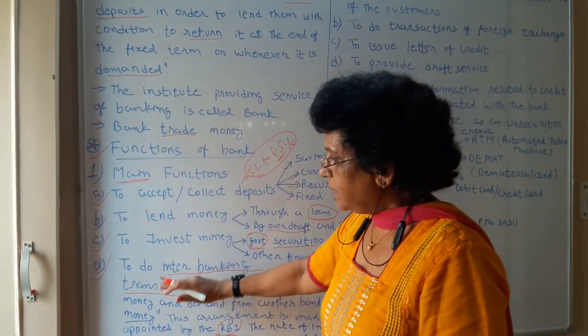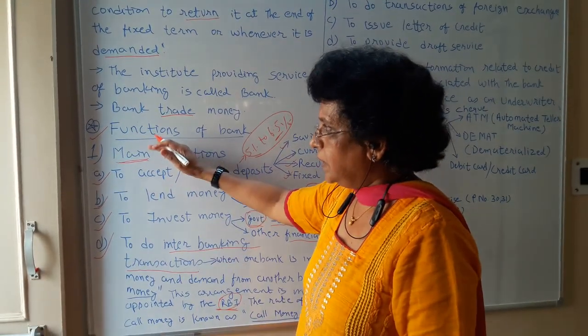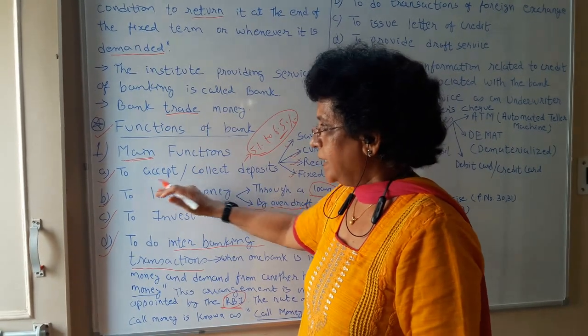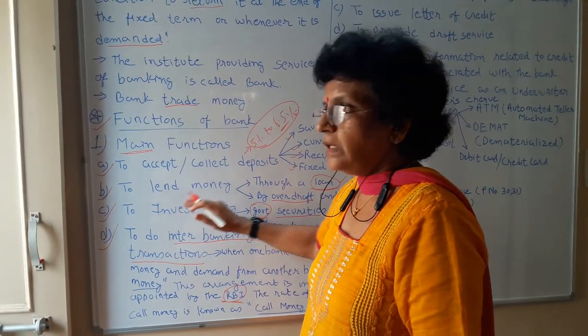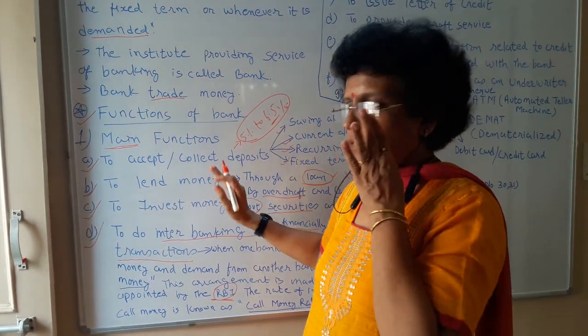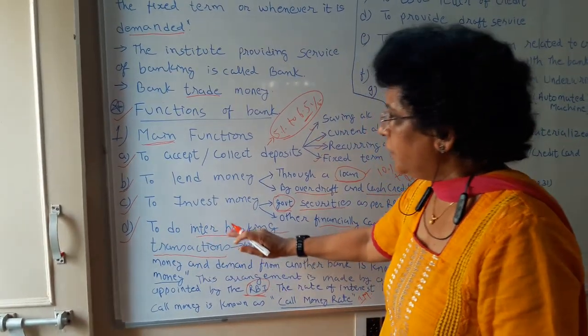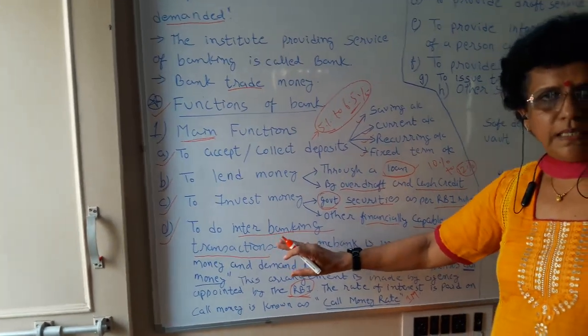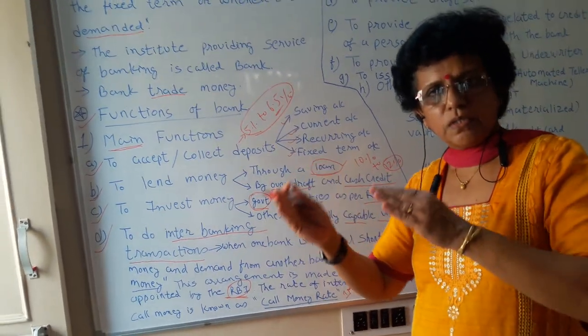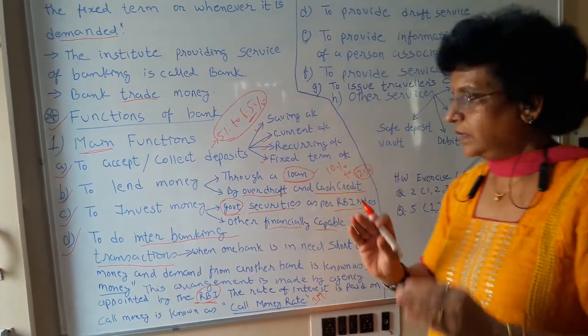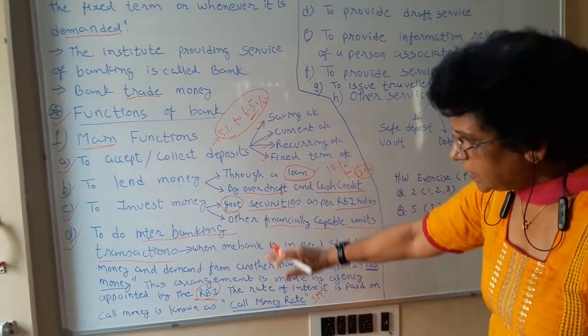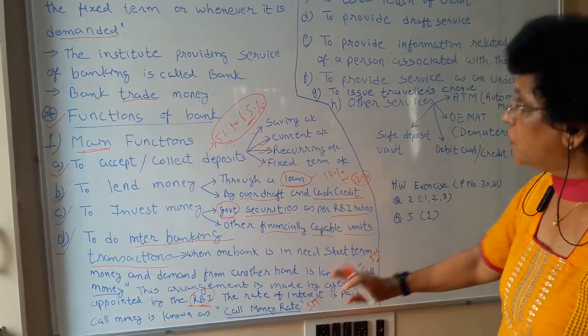So these are the main functions of a bank. First, to receive money. Second, to lend money. Third, extra money to be invested into government securities. And fourth, if sometime you are in need of money, you can approach another bank to satisfy your short-term need. These are the basic functions of a bank.